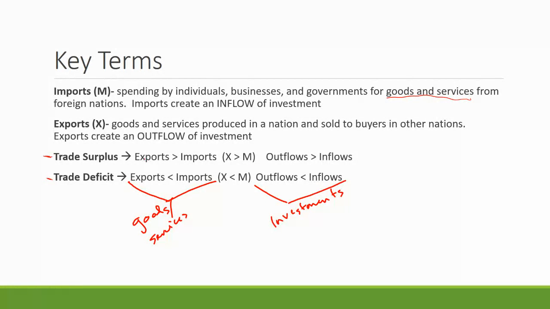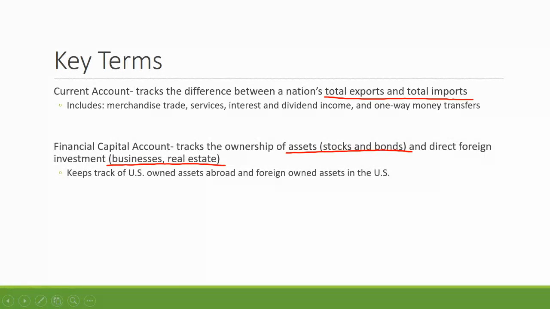Notice we're going to abbreviate exports and imports with X and M, which is actually a little bit of a review. We did that when we started measuring GDP as well. We're going to label exports with an X, imports with an M, outflows with an O, and inflows with an I when we get to that point. So we're going to use those abbreviations. It's not perfect, but we have seen them before, if you remember.